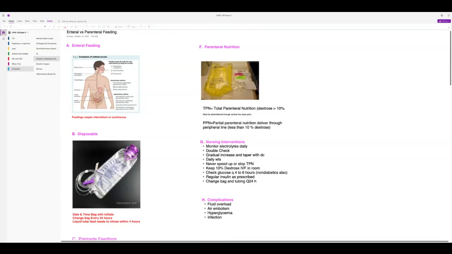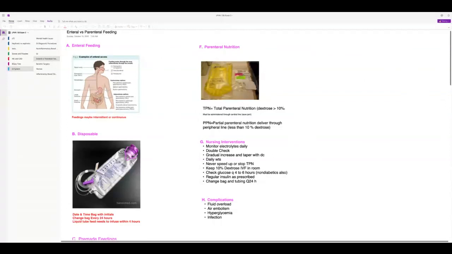Okay, so with TPN, you have to have two nurses check it. It's usually hung at the same time every night, like where I've worked before. It's usually 8 o'clock at night is when the TPN gets hung. And you need to check the electrolytes daily. Make sure it's gradually increased and you never abruptly turn it off, okay? Because then your patient's going to get hypoglycemic. So you never speed it up or you never stop it abruptly, okay? It's always at a constant rate.